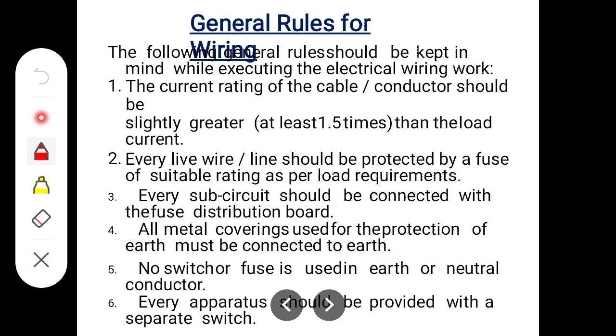The following rules should be kept. The current rating of the cable should be slightly greater, that is 1.5 times the load current. Every live wire should be protected with a fuse suitable as per load requirement. Every circuit should be connected with the distribution board. All metal coverings should be protected and connected to earth. No switch or fuse is used in the earth or neutral conductor. Every apparatus should be provided with a separate switch.